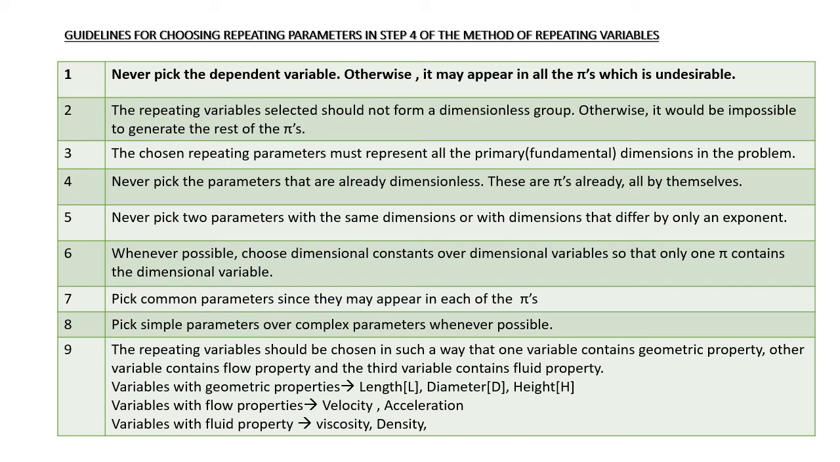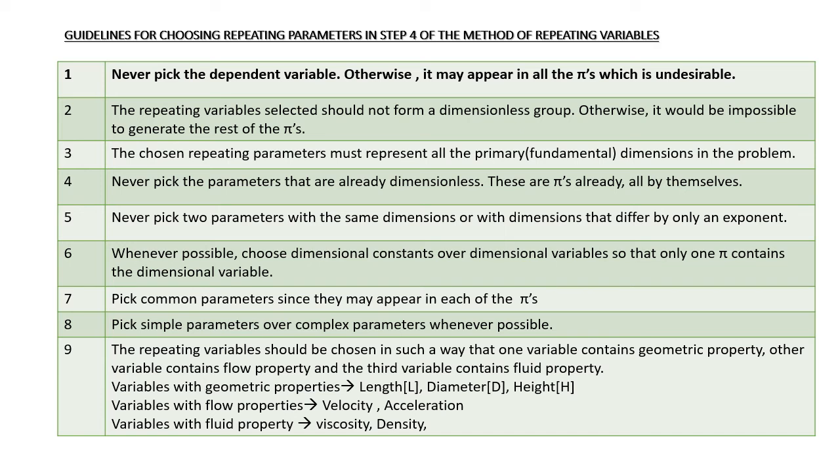What is that? The first rule is never pick the dependent variable. If x1 is a function f of x2, x3, x4, then never pick x1, because x1 is a dependent variable. The second one is that the repeating variables selected should not form a dimensionless group. You should not choose those variables as repeating variables which themselves form a dimensionless group.